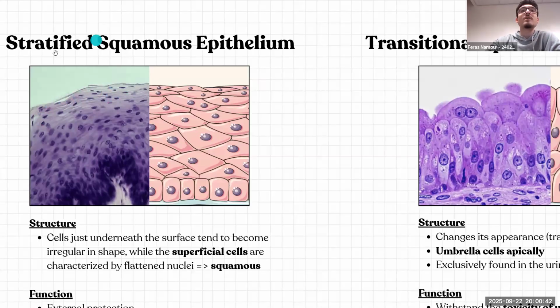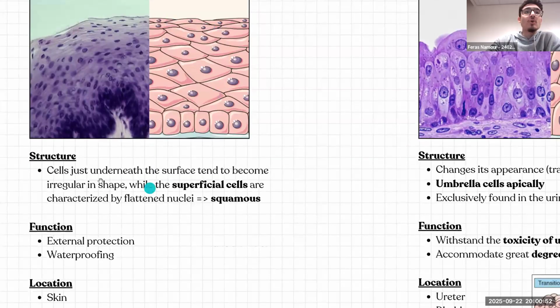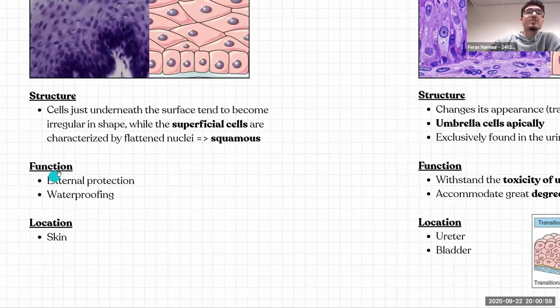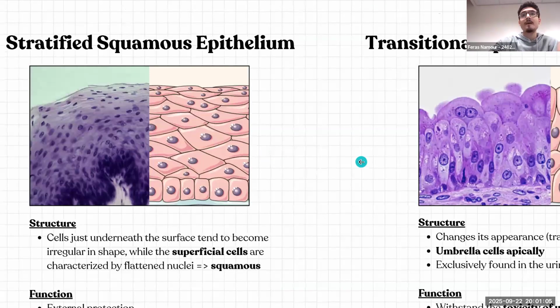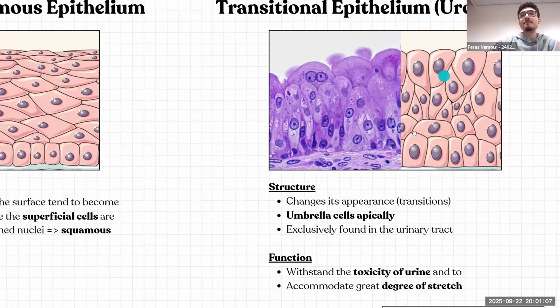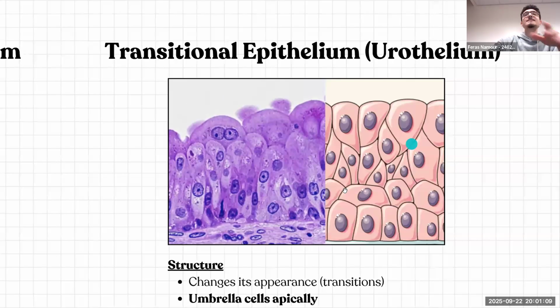So I'm going to say it's stratified due to the many layers of cells, and it's squamous because of the topmost layer. I will not look over here, I will only look at the top layer, tamam? So, stratified, squamous, the superficial cells are squamous. What's the function? Protection, waterproofing. Location, the skin. Tamam?